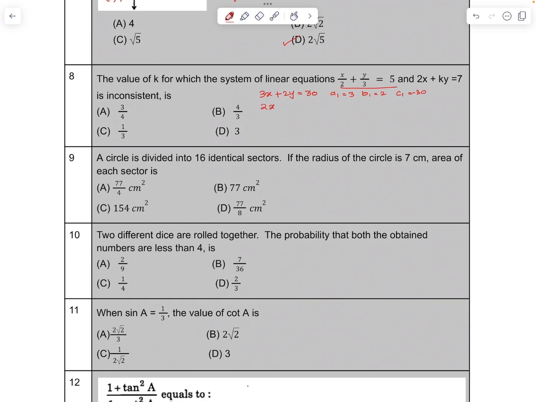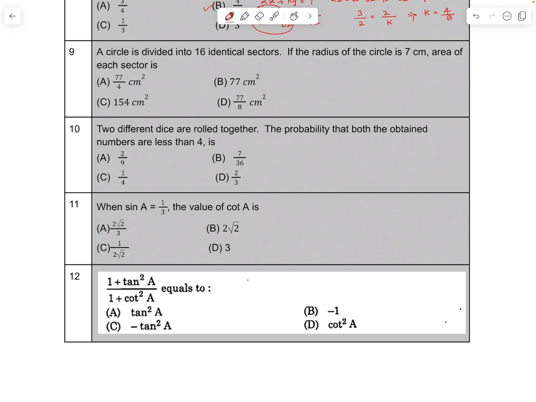So here a1 is 3, b1 is 2 and c1 is minus 30. The second equation given is 2x plus ky is equal to 7. That is a2 is equal to 2, b2 is equal to k and c2 is equal to minus 7. Because the question says inconsistent, a1 upon a2 is equal to b1 upon b2, but this is not equal to c1 upon c2. Let's take this part. A1 upon a2 equal to b1 upon b2. A1 is 3 and a2 is 2 is equal to b1 is 2 and b2 is k. So k is equal to 4 upon 3. So the answer is option B.